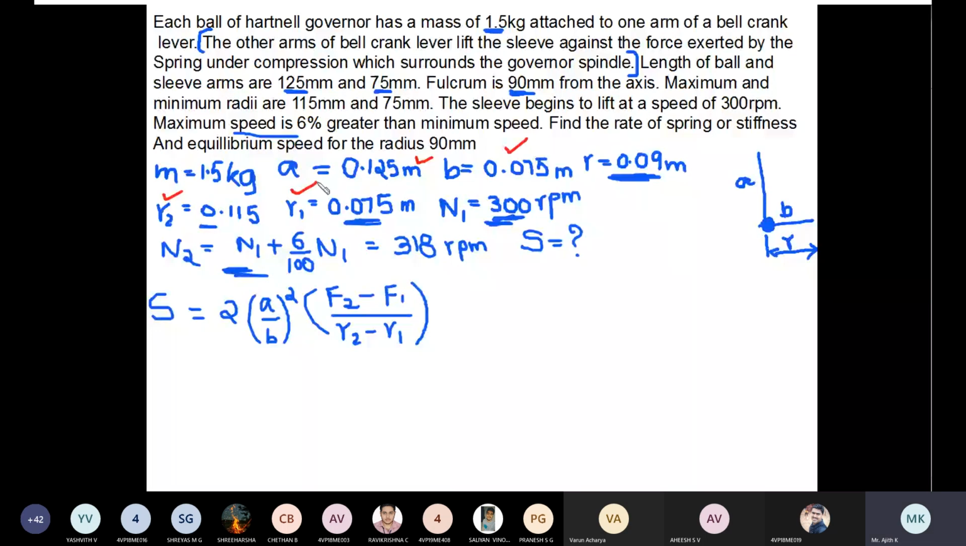The equation for F1 is m omega 1 square into R1, where omega 1 is equal to 2 pi N1 divided by 60. So first calculate omega 1.